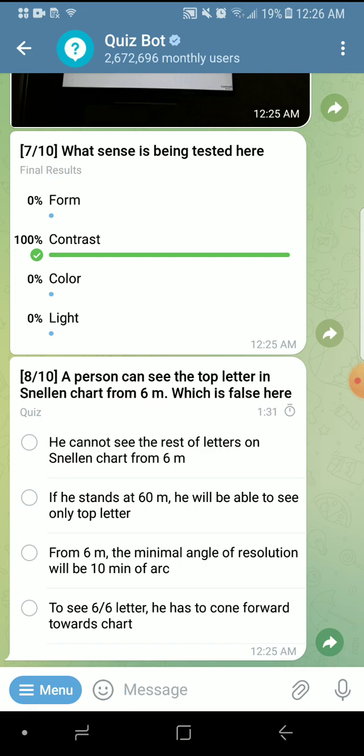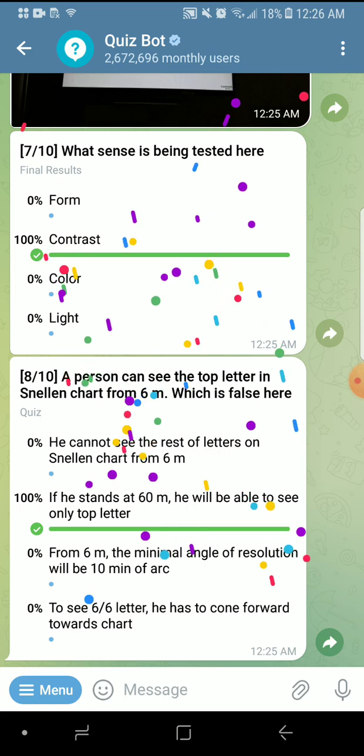But if he stands at 60 meters, he will not be able to see it; only from 6 meters is he able to see the top letter. How can he see the same letter from 60 meters? That is the incorrect statement. Now from 6 meters, the minimal angle of resolution, you have to just reverse. 60 by 6, you are good in maths, is 10 minutes. And to see the 6 by 6 letter, of course, he has to come forward towards the chart. So option B is the incorrect statement over here.